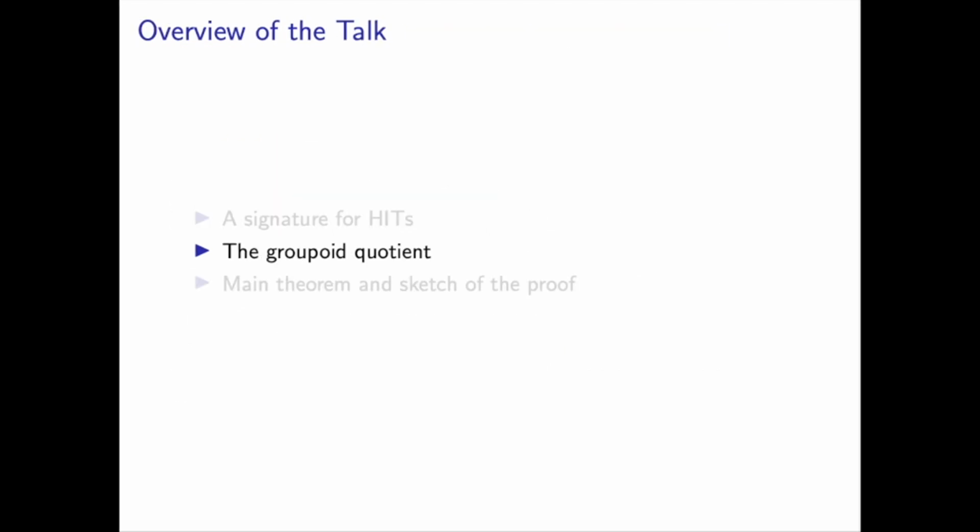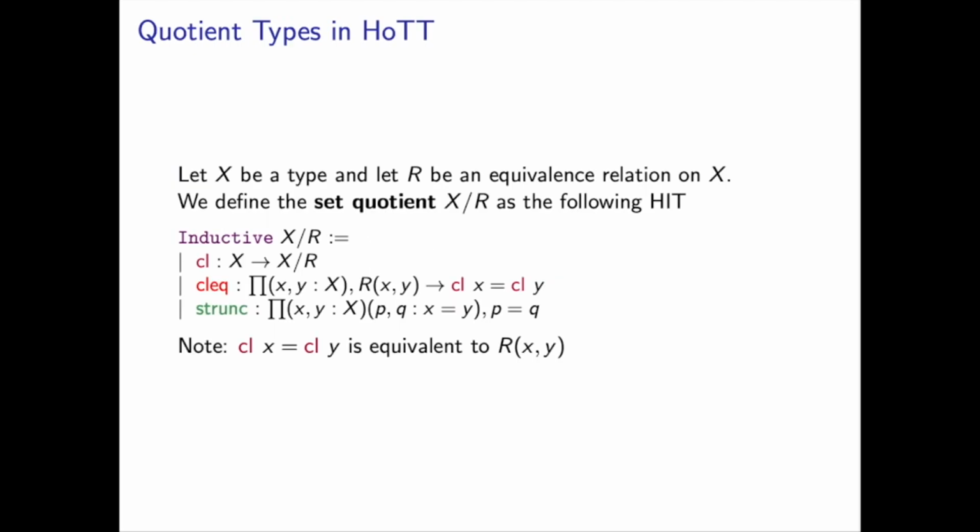Now we understand what signatures are. Next, we look at the Groupoid Quotient, which is the main tool to construct higher inductive types. To understand the Groupoid Quotient, we will first look at quotient types. Given the type X and an equivalence relation R on X, the quotient constructs a new set X modulo R.